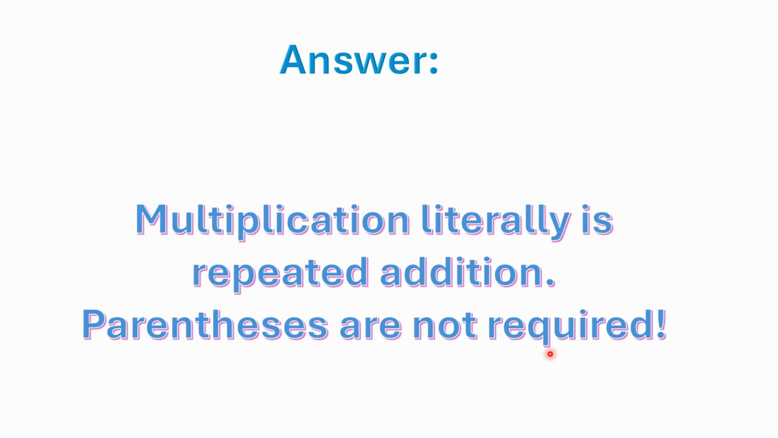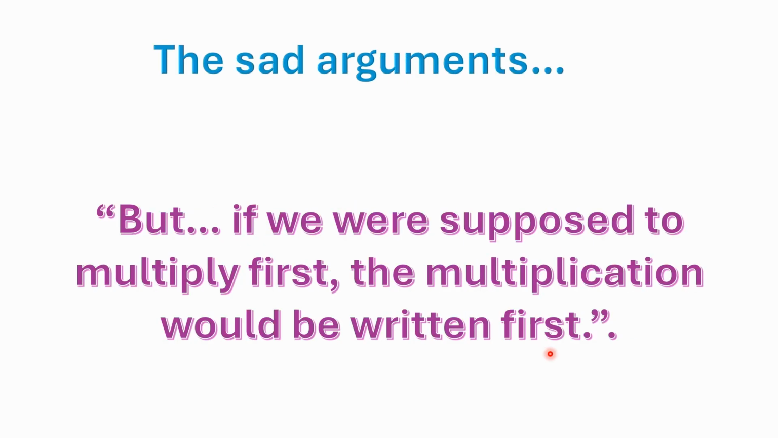We're going to get into why you need parentheses to get the answer of 5. But there are some other sad arguments here. People will say things like, well, if we were supposed to multiply first, the multiplication would be written first. And usually this same group of people also will say, well, I read a sentence left to right. I should be doing my math problems left to right. Why would the multiplication be in the middle, or why is the multiplication on the end? If I was supposed to do that first, it should be written first.